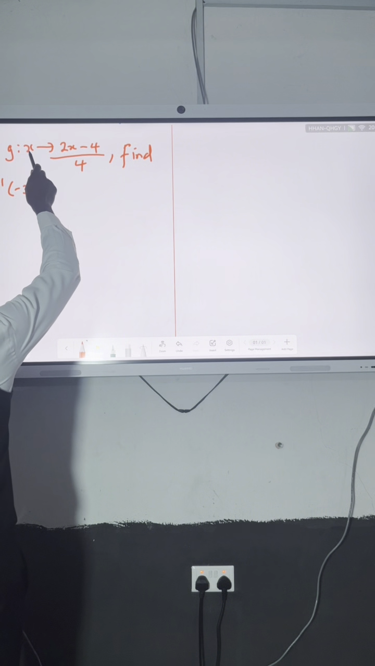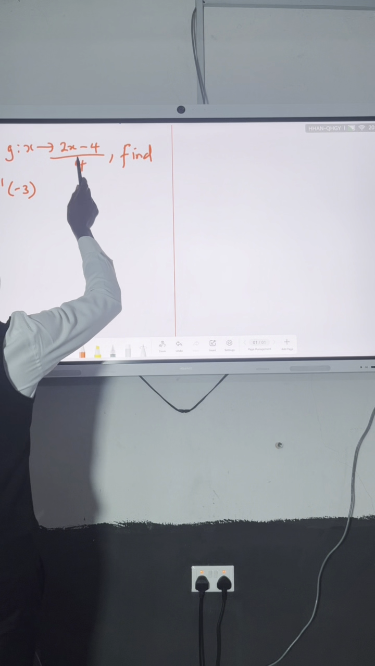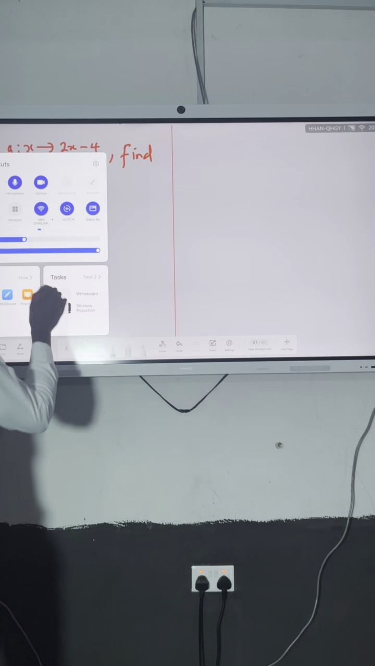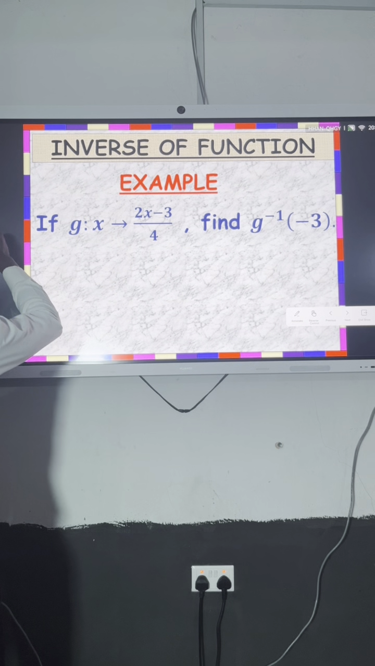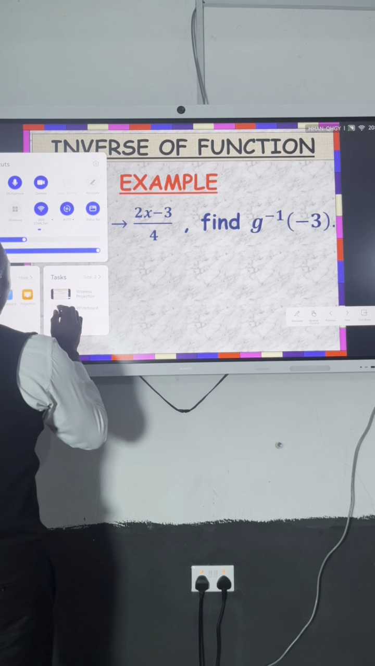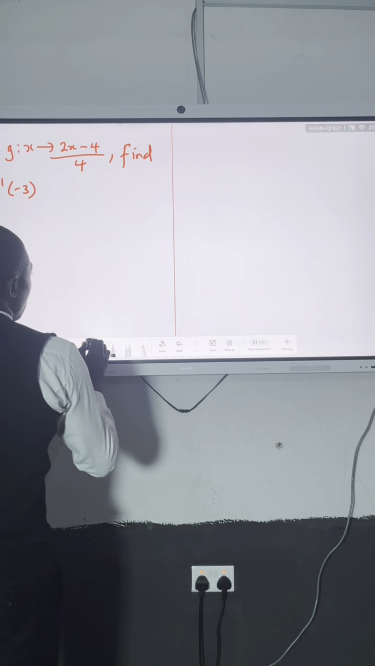It takes the input x, multiplied by 2, remove 4, and then I want to be sure that what I've written here is correct. Okay, sorry, it's 3. It's 3 that is meant to be here. Then divided by 4. Okay, so it's meant to be 3 here.